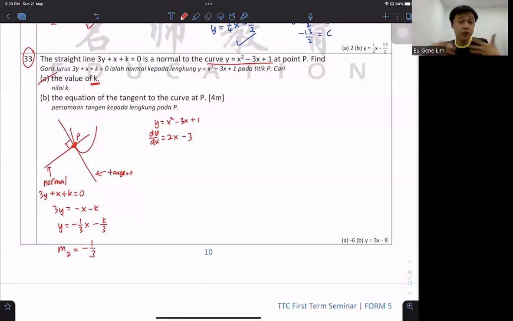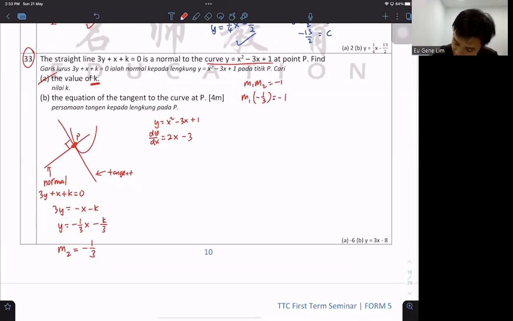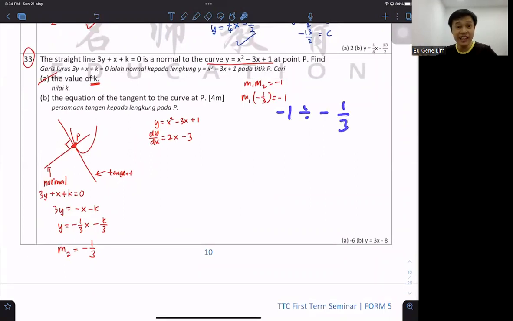So now you have m2, you can find m1. m1 m2 equals negative 1. So m1 is unknown, m2 is negative 1 over 3. This is times, bring over, divide. Negative 1 divided by negative 1 over 3. You press calculator. Negative 1 divided by negative 1 over 3 is 3.